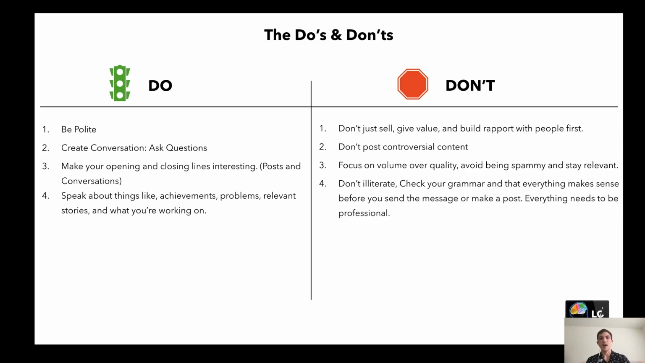And then asking questions. Whenever you do talk with the individual after the automation gets them interested and they respond and it shuts off, then you're just going to go in and ask questions, right? Just be conversational, and questions are a way to do that. So make your opening and closing lines interesting. Post and conversation. Your opening line to an individual, through a message that you send in the automation, right?